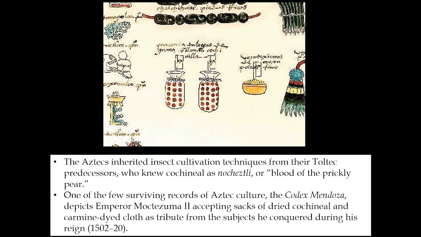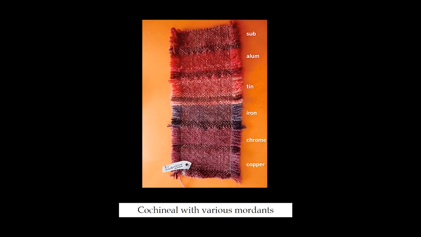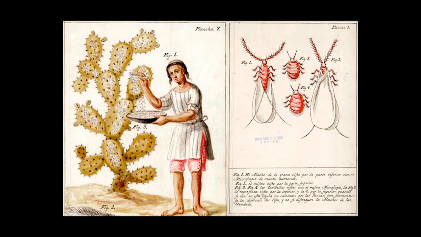The Aztecs had inherited this insect cultivation technique from their Toltec predecessors, and we've got records of Aztec culture in the Codex Mendoza that show bags of cochineal being presented to Moctezuma II or Montezuma II as one form of tribute from the surrounding villages. Now, Europeans, once they started to get hold of cochineal, just couldn't get enough of it. And that's because of its fixative powers. It has enormous staying power in fabrics, so it won't wash out or fade very easily. And when you combine it with various metals known as mordants, you can get a whole range of hues shown here on this piece of cloth.